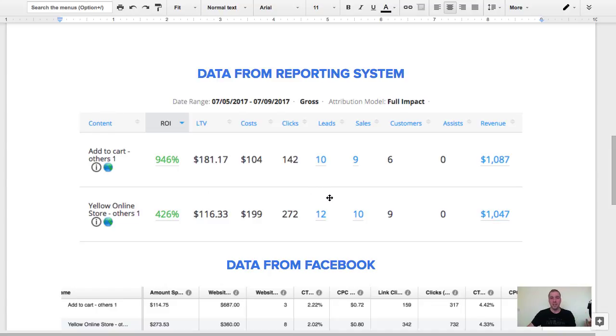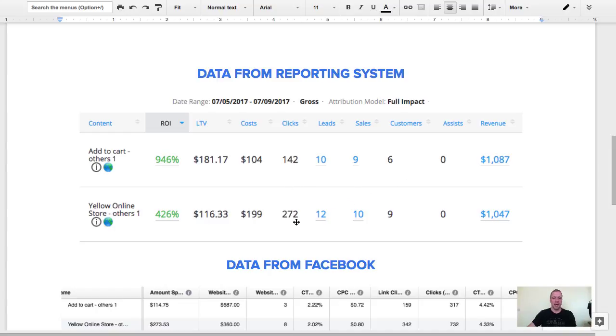Now, why this case is so interesting is because the data is so similar. As you noticed, this is an extraordinary pattern. We have basically an equal amount of results from different money that we spent and from different clicks. For example, this first campaign is getting 142 clicks that resulted in 10 leads or 9 sales, which is pretty good, and it generated more than $1,000.